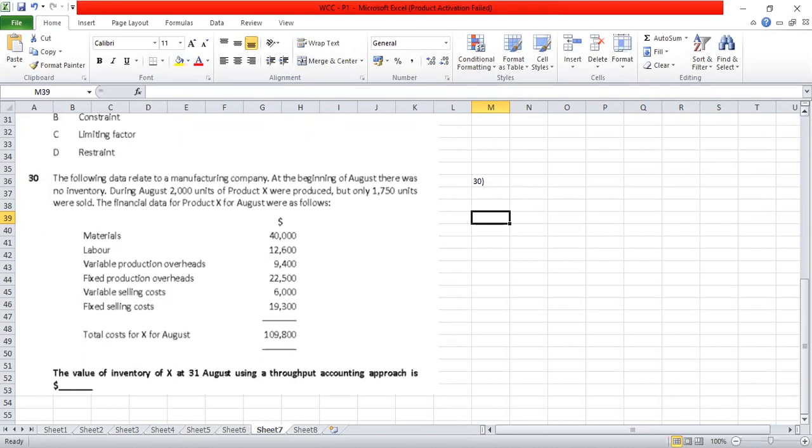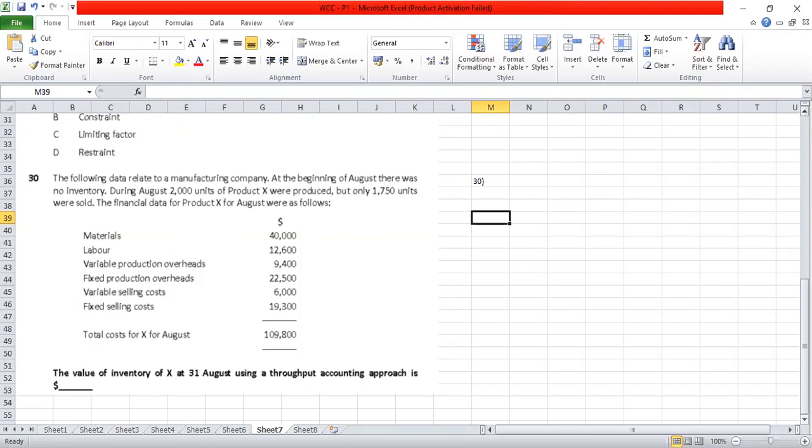Now, during August, 2,000 units of product X were produced. But how many were sold? 1,750 were sold. So what is unsold stock? Unsold stock is how much? 250 units. Yes, 250 units is the unsold stock or the closing inventory. We are asked to find the value of inventory at 31st August. 31st August is the end of the period, so that's nothing but the closing stock, using a throughput accounting approach.